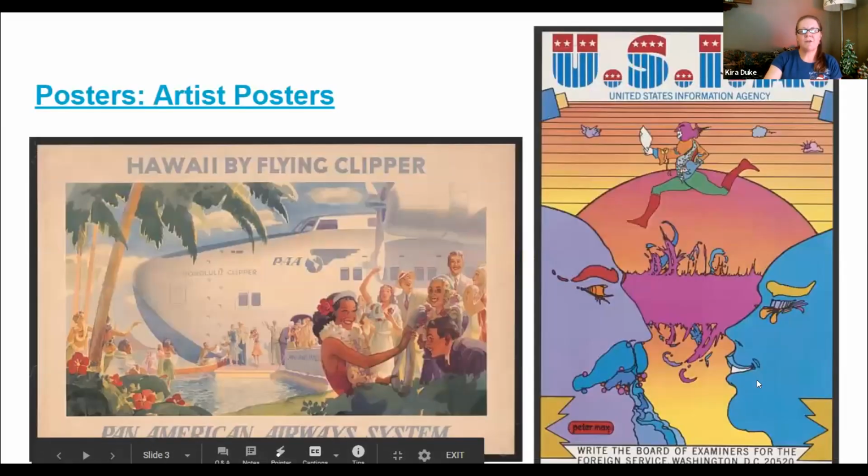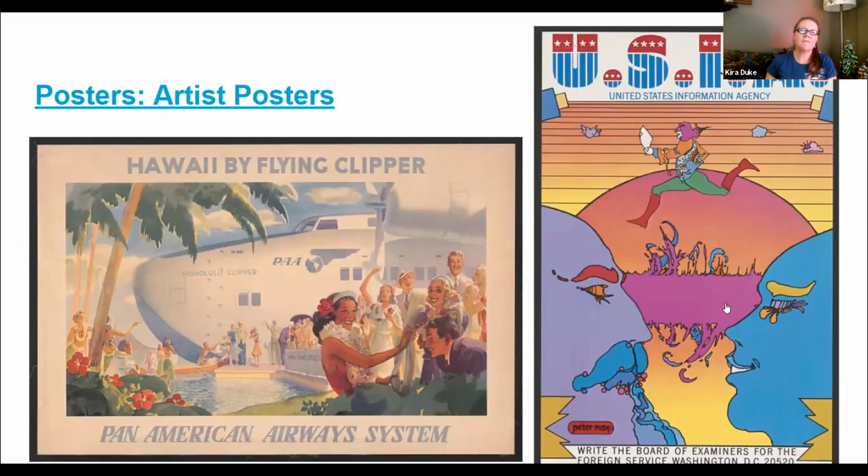So for this particular lesson idea, I am using posters in two different collections. And these are two really fun collections. So again, if you want to get in and really just kind of explore some of the options that are there, these are two that I highly recommend. So the first one is the artist poster collection. And so this one is one of those broad headings. There's over 4,000 posters in this collection spanning a very large time period.